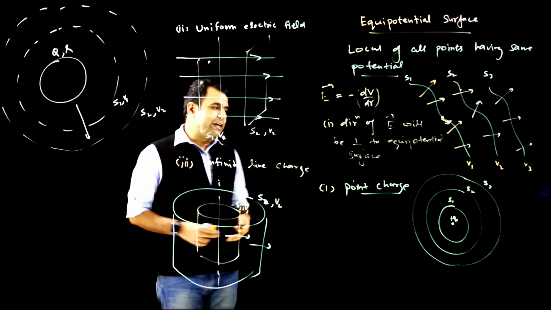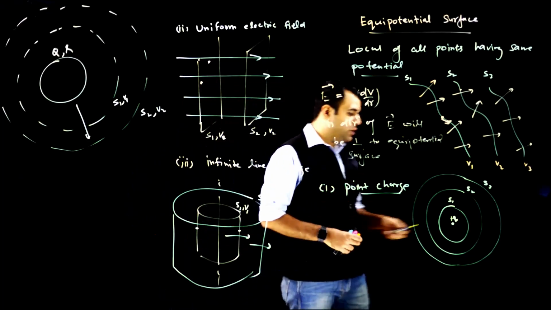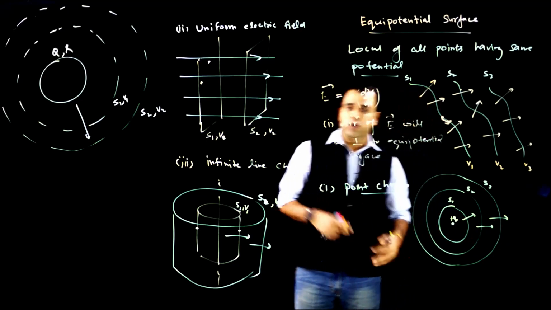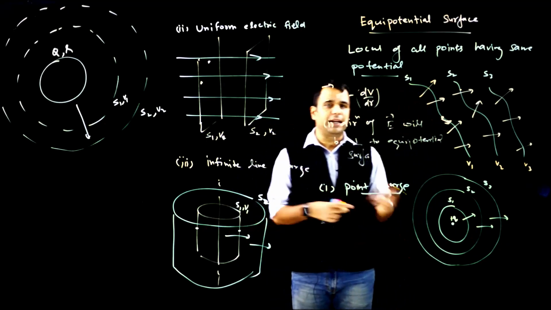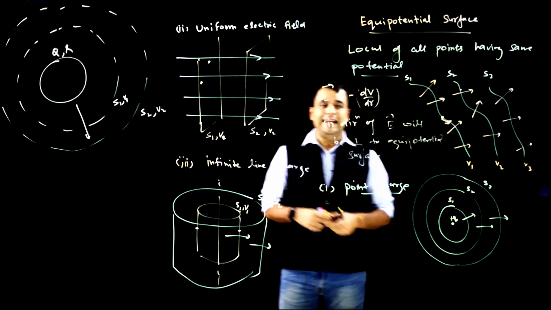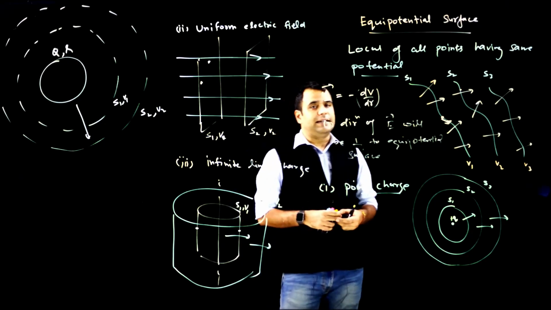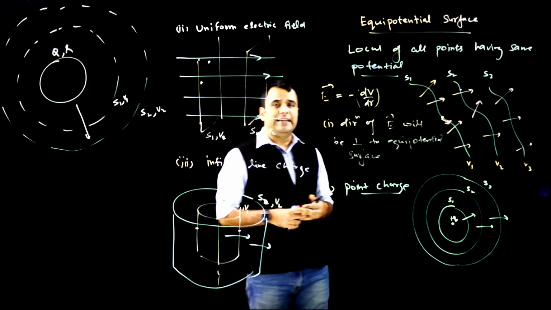Here it is already perpendicular, and corresponding to a point charge, corresponding to Coulomb's law, the electric field is always perpendicular. So if we know the equipotential surfaces, we can directly judge the electric field which is going to be there, at least its direction. Okay. So that is how we define the equipotential surface.